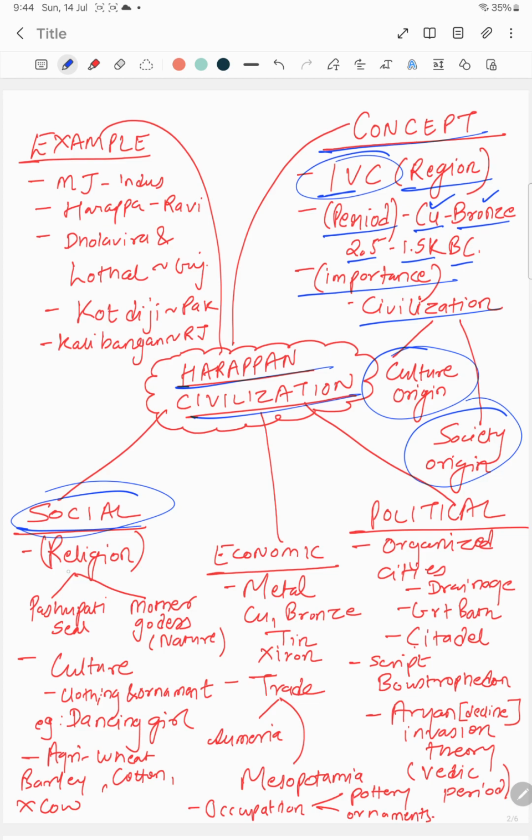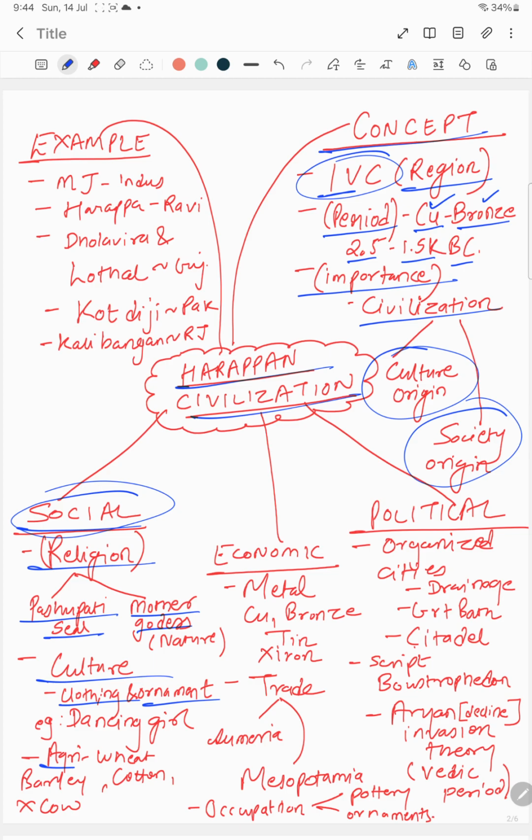So the first important part is religion. In religion, we have examples of the Pashupati seal and the Mother Goddess seal. The Mother Goddess seal is considered worship of nature. So from there we can understand how religion and theocracy developed in that period. Next is culture. It includes clothing and ornaments. There were various examples of ornaments and clothing, but a very good example is the figure of the dancing girl. By looking at it, we can understand what costumes or ornaments people used in that period.